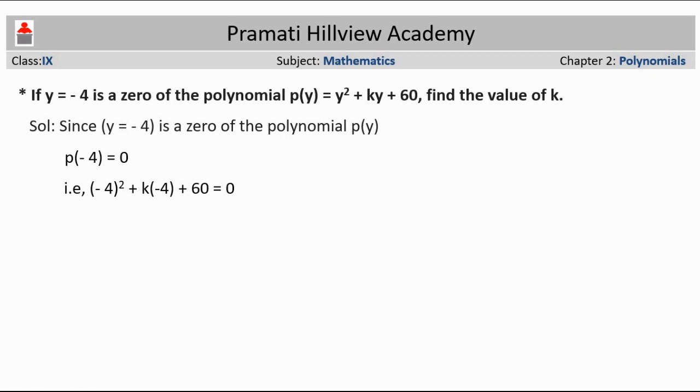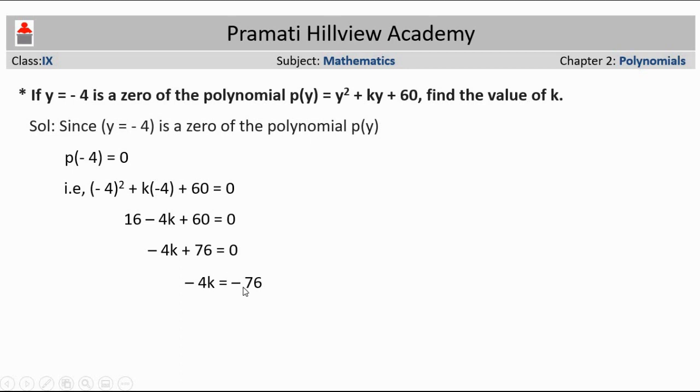That becomes 16 minus 4k plus 60, since minus 4 square is 16, and k into minus 4 is minus 4k. Now 16 plus 60 makes it 76. So it becomes minus 4k plus 76 is equal to 0. Now shifting 76 to the other side of the equality, we get minus 4k is equal to minus 76.